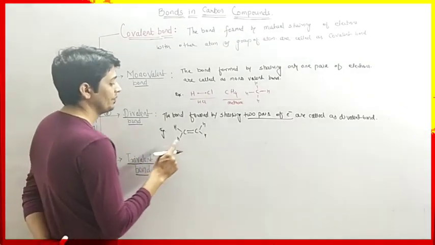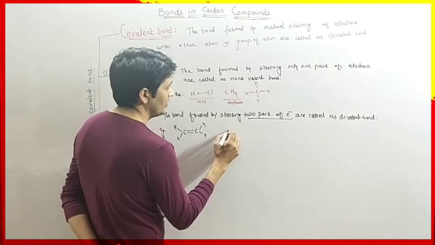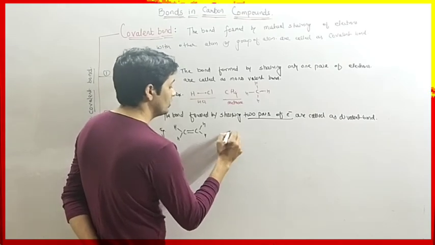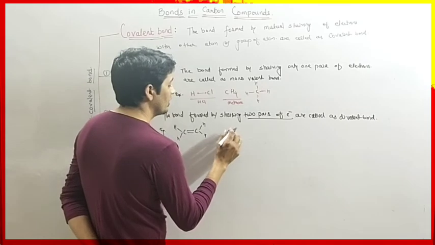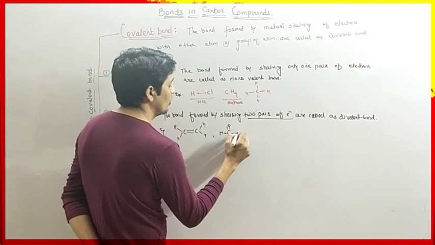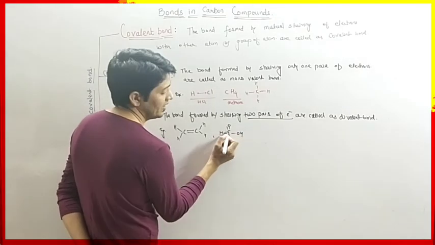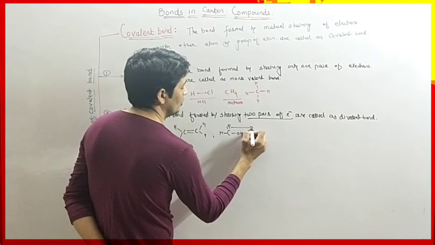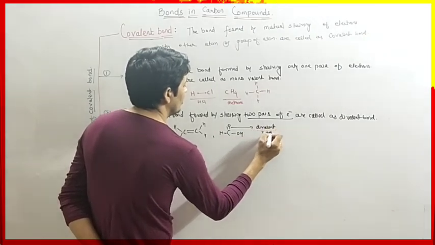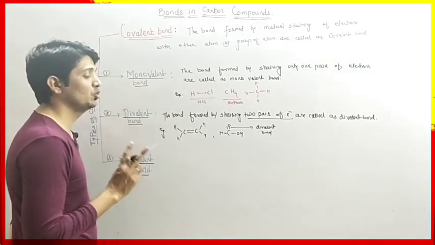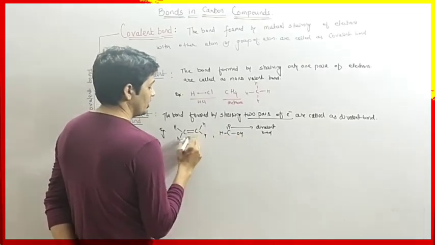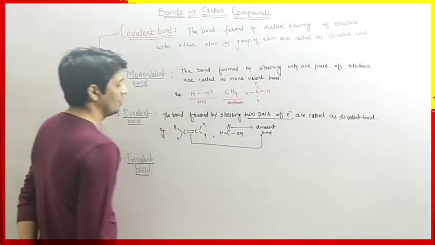And again we have here H, then C double bond O, OH. Here carbon and oxygen, it is also divalent bond, because here carbon and oxygen share two pairs of electron, to attain stability. Hence it is the divalent bond. Here again it is divalent bond.